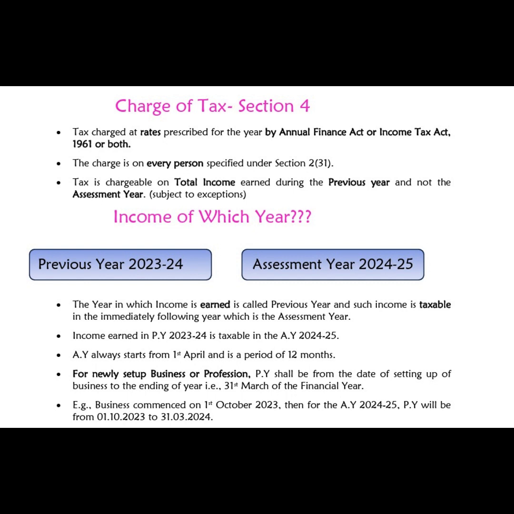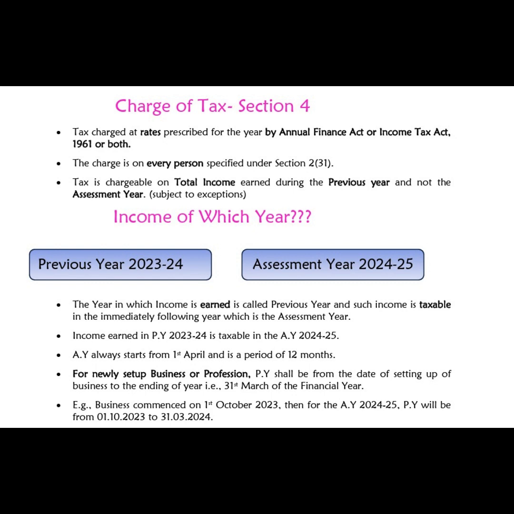Guys, section 4 states at what rate the taxes are charged, on whom taxes are charged, and on what. That is, the total income of the previous year is charged to tax. We have come across two terms: one is previous year and one is assessment year. So what is this previous year and assessment year?